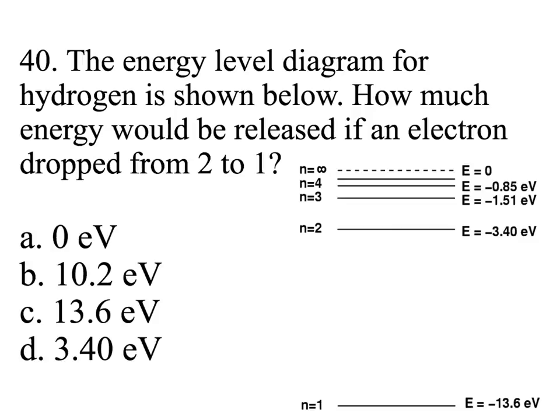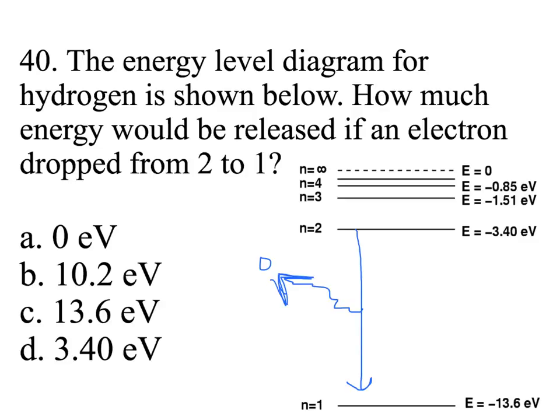Here we have an energy diagram for hydrogen. How much energy would be released if an electron dropped from level 2 down to level 1? So an electron goes from level 2 down to level 1, and in so doing, it has to emit a photon of light. That's my little photon of light coming out. How much energy is released?